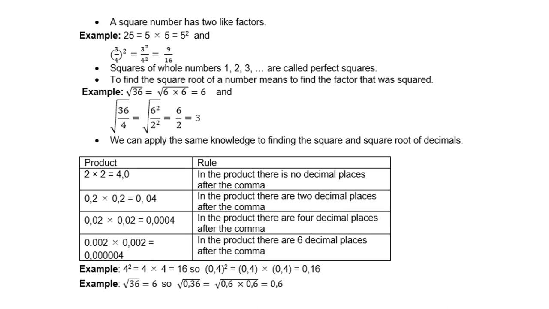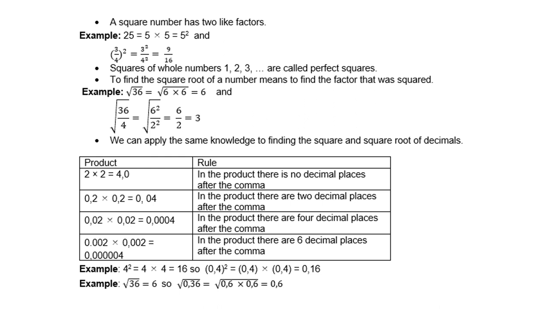A square number has two like factors. Example, 25 is 5 times 5, which is 5 squared. Three quarters squared is 3 squared over 4 squared, which is 9 over 16. Squares of whole numbers 1, 2, 3 are called perfect squares.